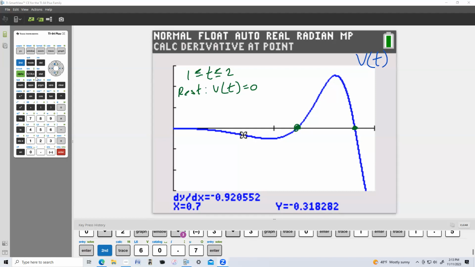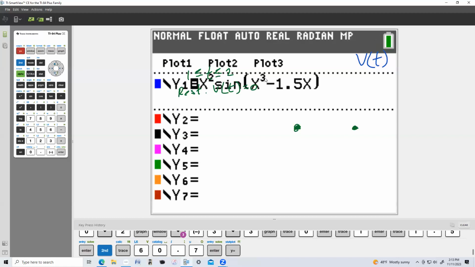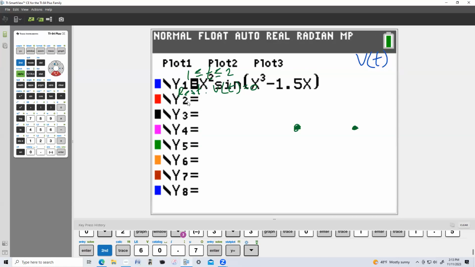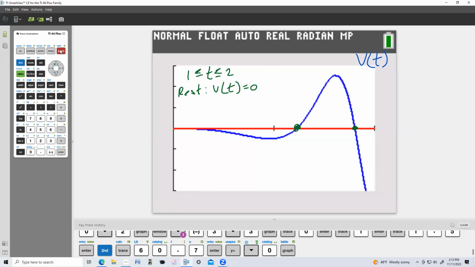If you go back to y equals, hit y equals, leave y1 as it is, and go down to y2 and set that equal to 0, meaning it'll draw a line where the velocity is 0. So if we hit graph, now we have our blue velocity function and a straight line in red that indicates where the velocity is 0. So where they intersect, you literally have a velocity of 0. So the bug has 0 velocity here and here.